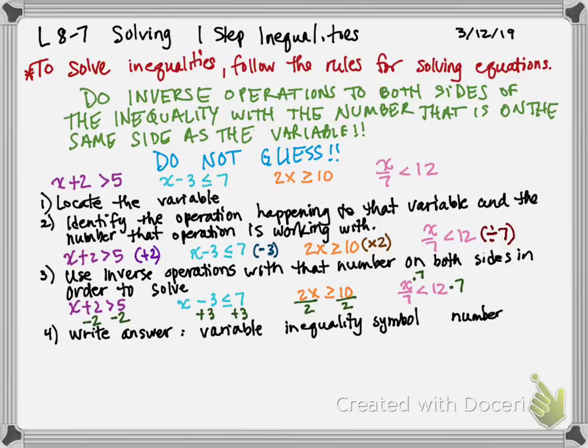So 2 take away 2 is 0. 5 take away 2 is 3. And let's see, 3 take away 3 is 0. So we get x is less than 7 plus 3, which is 10. And then we have 2 divided by 2 is 1. 1 times x is greater than or equal to 10 divided by 2, which is 5. And then 7 divided by 7 is 1. 1 times x is x. And 7 times 12 is 84.